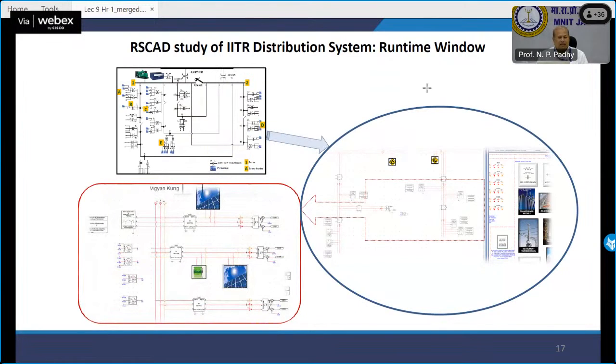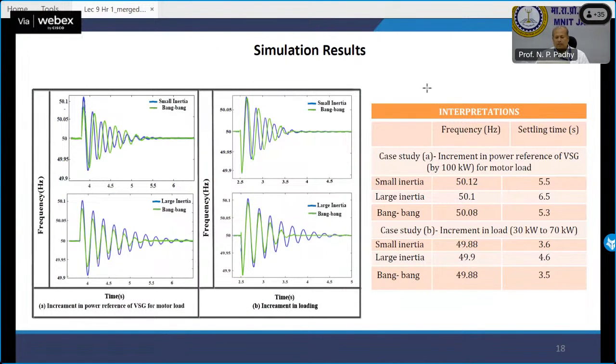So, RSCAD study of the IITR distribution system, runtime window. First of all, it needs to be simulated in RSCAD. So you know what RSCAD is? It is basically software similar to PSCAD, which works on an RTDS system. So these are the simulation results. As you could see, frequency is 50.12 for small inertia, large inertia 50.1, and VSG is 50.08.